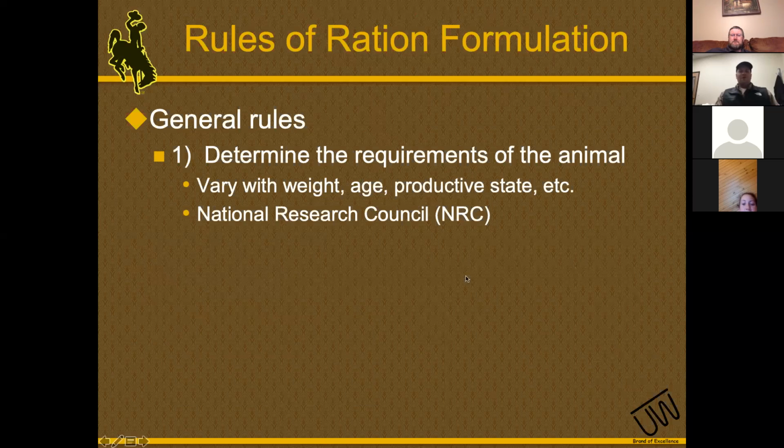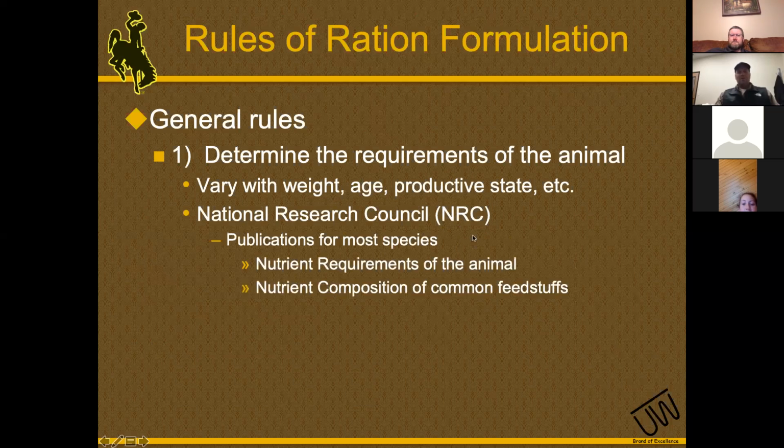So all of our requirements are based off of what we always refer to as NRC. It's a publication. There's a publication for basically every species you want to know. If you raise sheep, you raise cattle, it's very scientific, so it's easier to just get the tables that you can easily look at. But if you want to know the science behind it, knock yourself out. It's the nutrient requirements of all of them, and they also have tables in there showing you the nutrient composition of the most common feedstuffs.